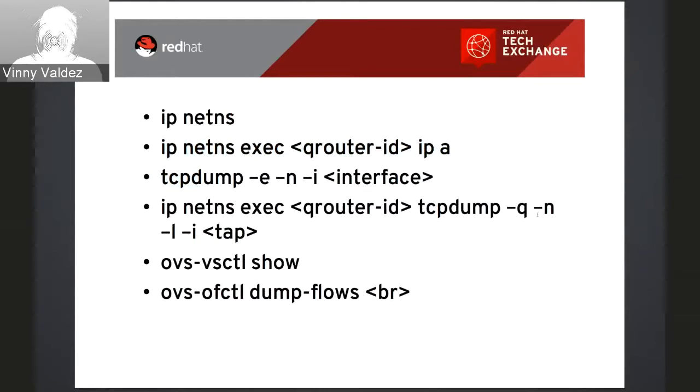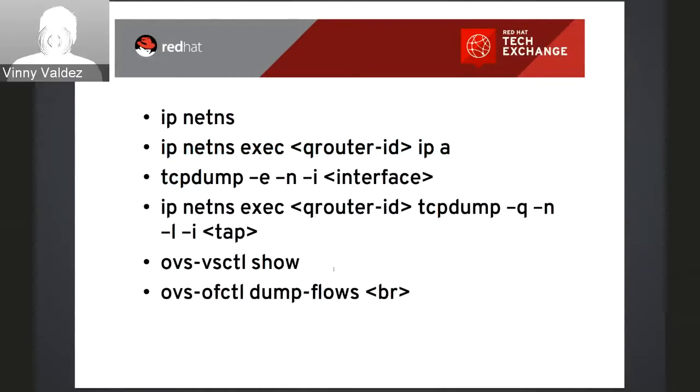The one thing you want to do though, for example, let's say we're starting out and we want to tcpdump on the tap interface within the namespace. So you would do the ip netns exec, the qrouter ID, tcpdump, whatever command options you like, but you want to make sure and do a -l, which will allow you to instantly see the buffer as it's happening within the namespace. Otherwise, you won't see it until you hit Control-C. It'll all dump out at once.